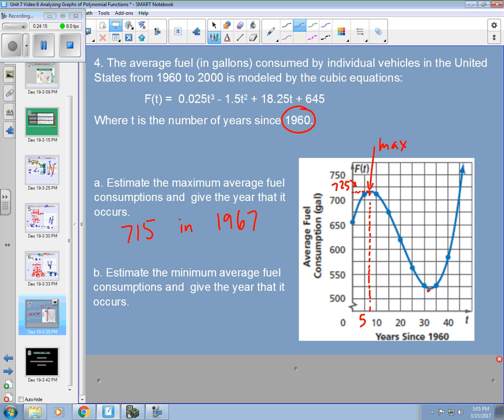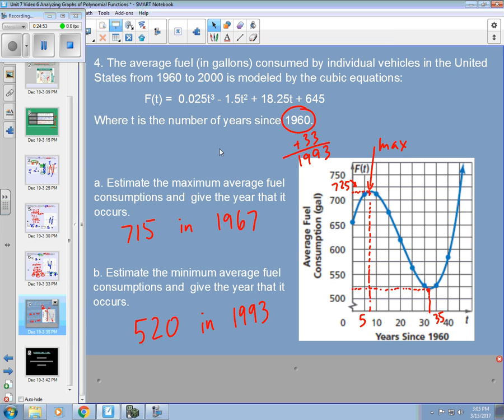Here's the minimum here. Okay, that looks like maybe it's about year, well, here's 35, so this might be about year 33. If we add 33 years onto that, that's about 1993. So in 1993, fuel consumption hit the lowest point. What is that lowest point? We follow it over and estimate, I don't know, maybe that's about 520 gallons per year. Looks like the lowest. So those would be the maximum and minimum points.